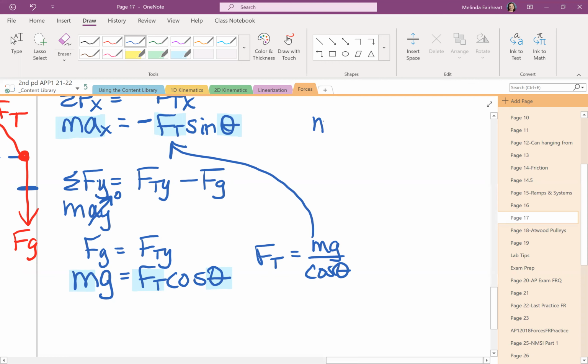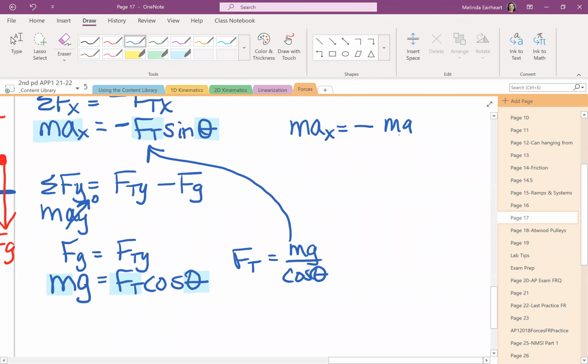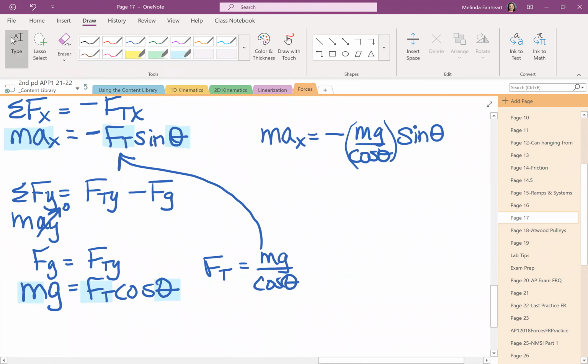So then we have max equals, now the negative is there because we're slowing down, pushing on the brakes, right? Negative acceleration, negative net force. And then I have mg over cosine theta plugged in for the tension times sine theta. So at this point, what do you notice?